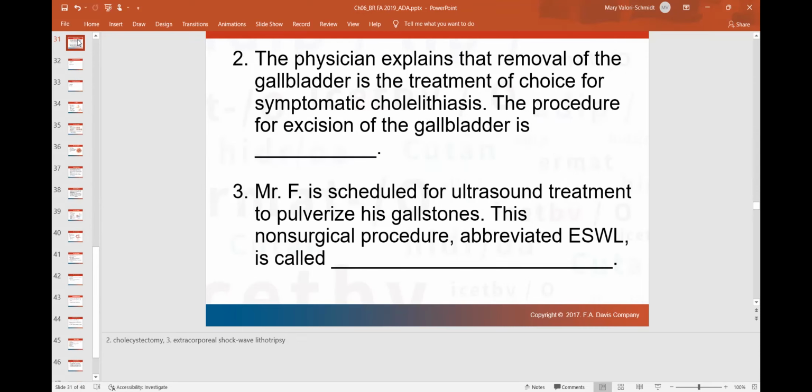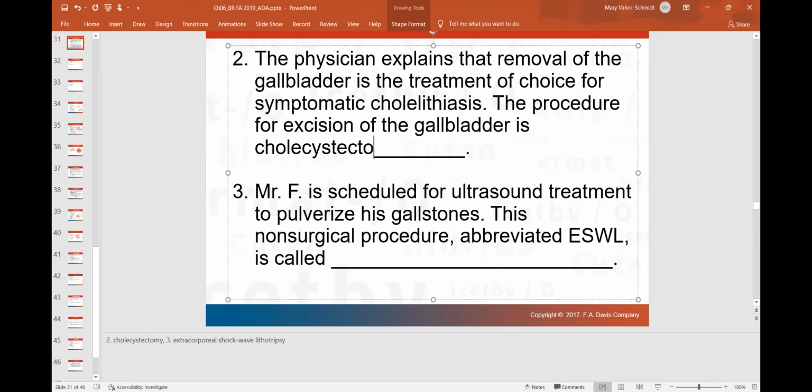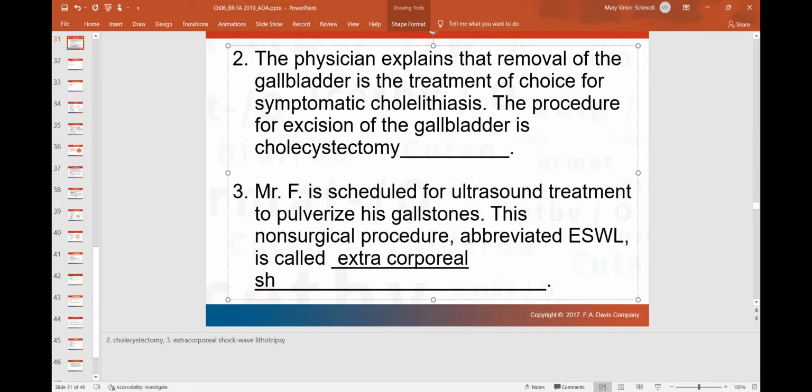The physician explains removal of the gallbladder is the treatment of choice for symptomatic cholelithiasis. The procedure for excision of the gallbladder is a cholecystectomy. Mr. F is scheduled for ultrasound treatment to pulverize his gallstones. This non-surgical procedure, abbreviated ESWL, is called extracorporeal shock wave lithotripsy. And they use that for kidney stones also, just a fun fact.